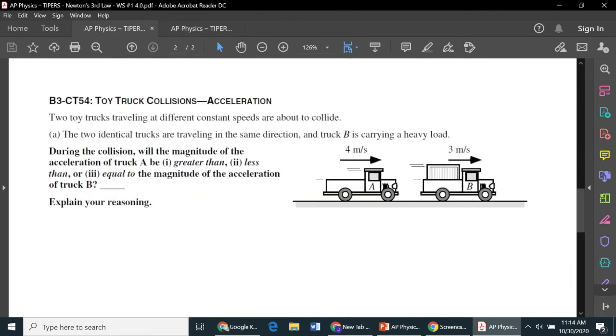This example is B3CT54. It says two toy trucks traveling at different constant speeds are about to collide. The two identical trucks are traveling in the same direction, and truck B is carrying a heavy load. During the collision, will the magnitude of the acceleration of truck A be greater than, less than, or equal to the magnitude of the acceleration of truck B? I'd like you to take a couple minutes to pause this video here and answer this question, write up your explanation, and when you hit play, we'll go ahead and go over the answer.